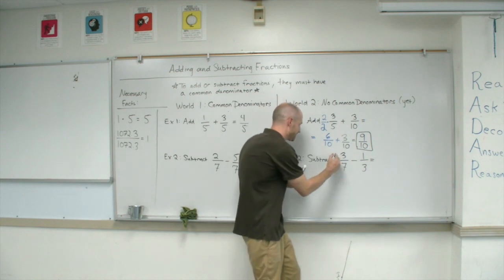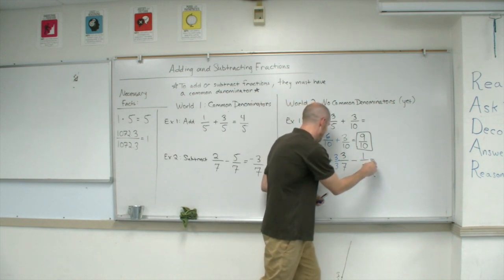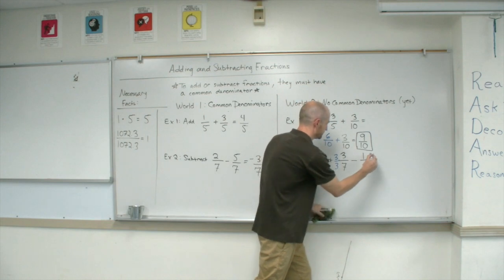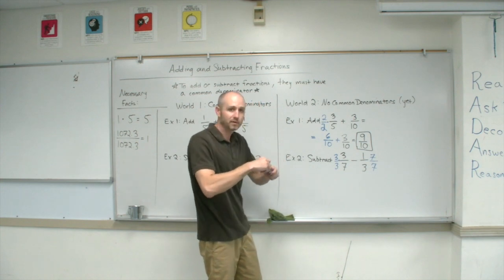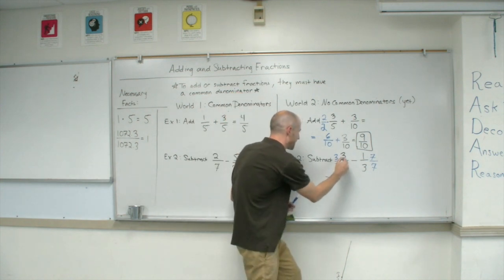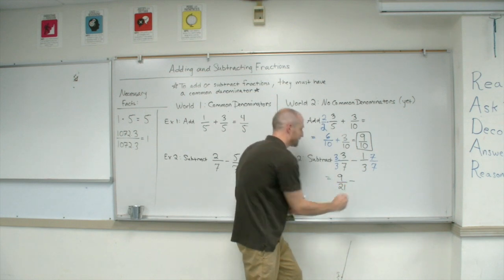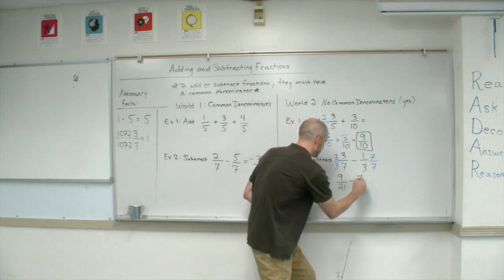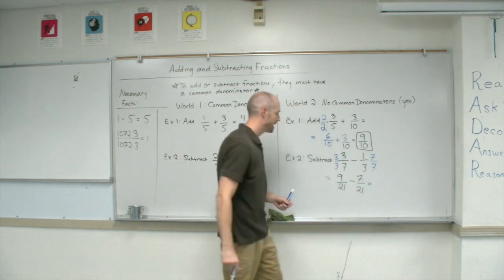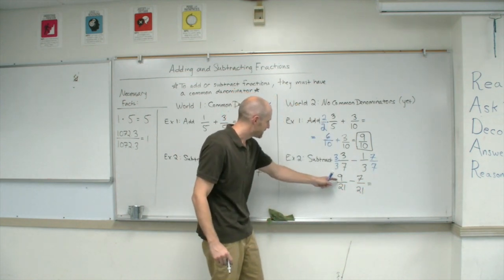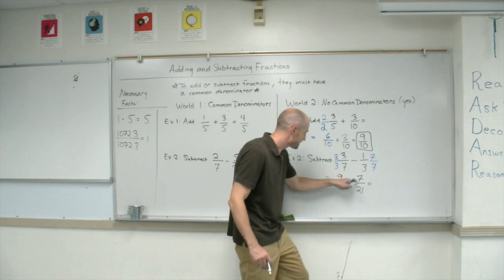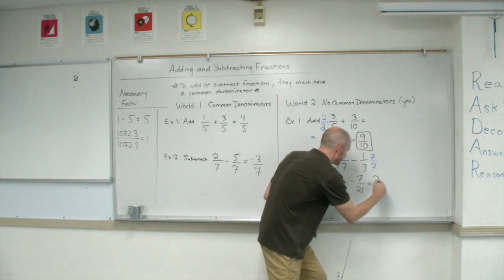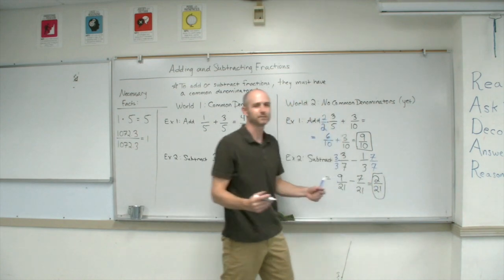So we'll multiply here this first fraction by a form of 1, and we'll multiply this second fraction by a form of 1. Then we'll have our common denominator and we'll be ready to subtract. So here we have 9/21. And here we're going to have 7/21. And now we're ready to subtract since the denominator is the same. 9/21 minus 7/21 is equal to 2/21. And that's it. That's the end of the story.